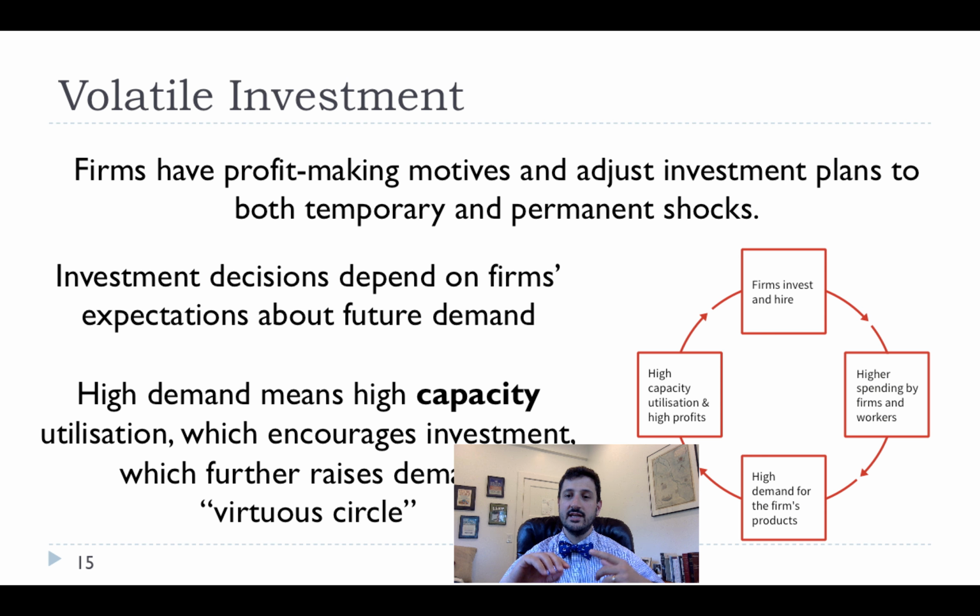But they don't have to invest, right? And so sometimes when they think, okay, well, demand's not going to be that high, investment can fall off very steeply. And so that's an important thing to remember, that consumption tends to go up and down a little bit, but investment tends to go up and down a lot during expansions and recessions.